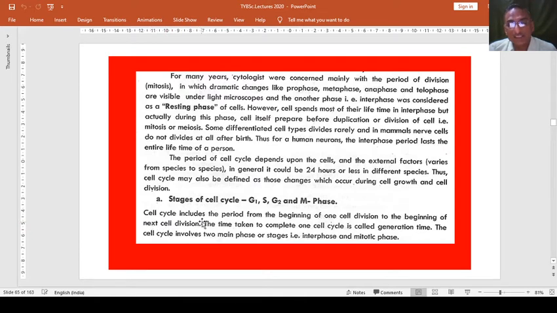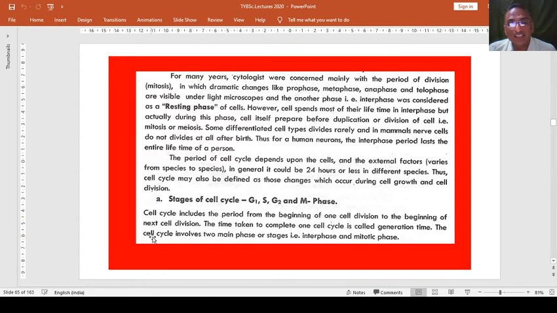Cell cycle includes the period from the beginning of one cell division to the beginning of the next cell division. The time taken to complete one cell cycle is called generation time. This is generally called generation time.